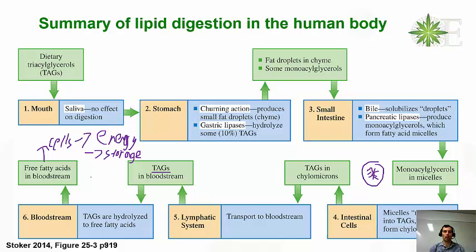Well, firstly, we'll break these down into the fatty acids and also the glycerol, and in this form they can be absorbed by cells and then either used in metabolic processes to derive energy in the form of ATP, or we can store these as triacylglycerols in the adipocyte cells.